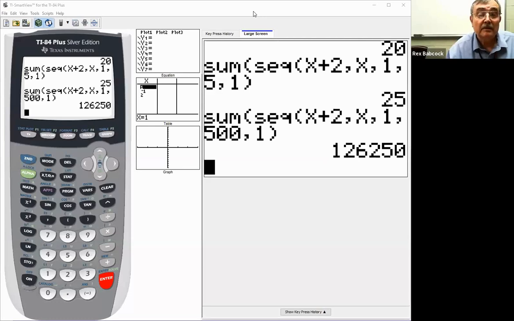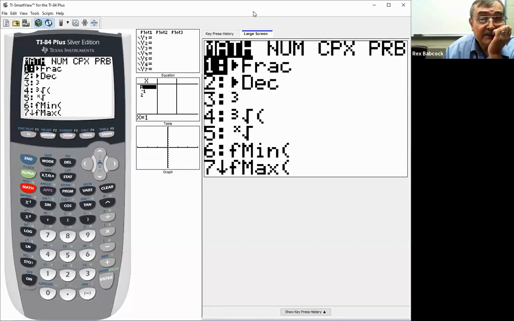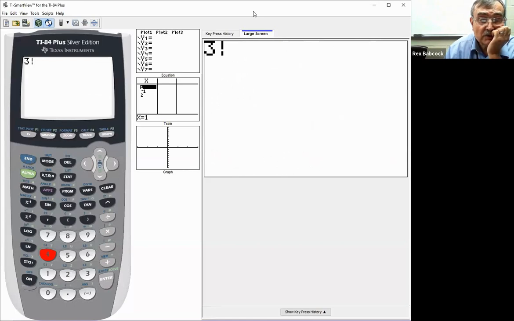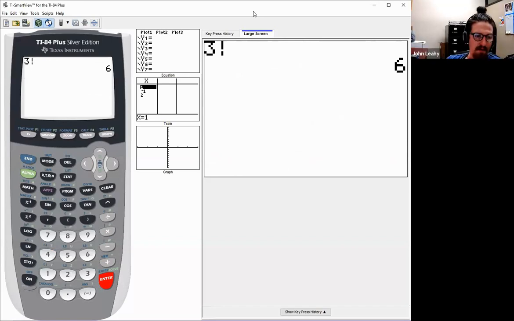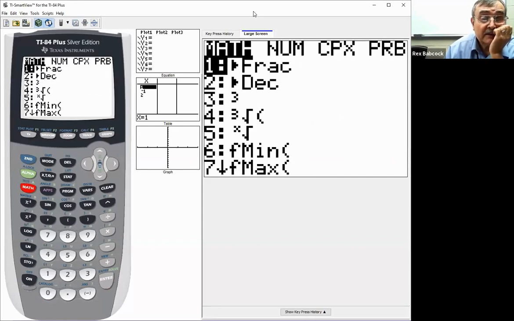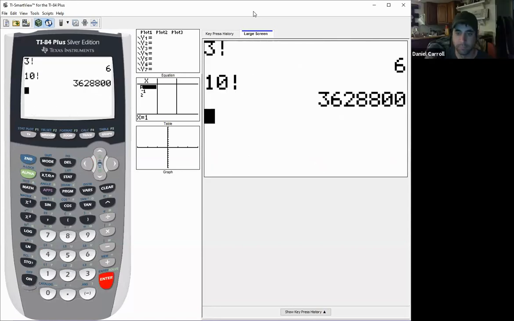Okay. Here we go. And this will look the same. I'm going to do 3 factorial. 3, math. Go with probability. Number 4 is factorial, and it does it for me. It says 6. Did that help, Brittany? Let's do 10 factorial. 10, math, factorial, enter.